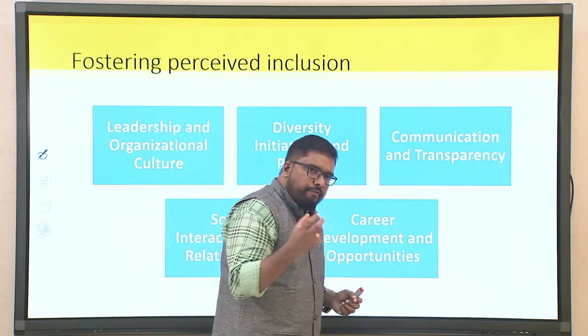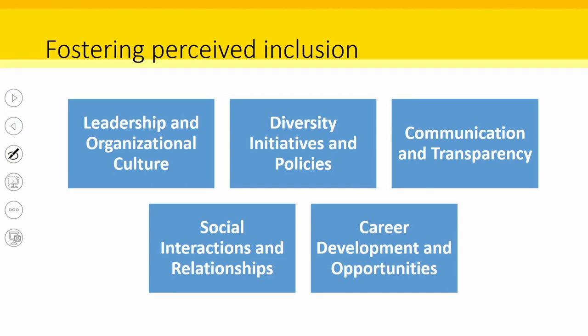Now let's look into how we can foster perceived inclusion. The first and foremost step is leadership and organizational culture. Fostering perceived inclusion starts with leadership and organizational culture. It is said that you have to have a strong, viable, vital, democratic leadership and a strong organizational culture of absorbing everything and taking everything in a good spirit and with respect to the straight objectives of what the goals have set. So this is something which is very critical when you come to perceived inclusion.